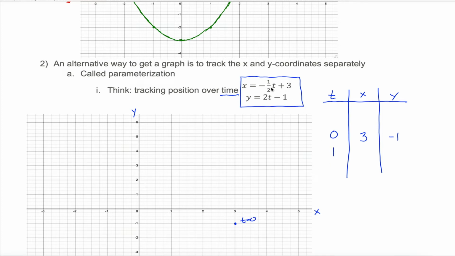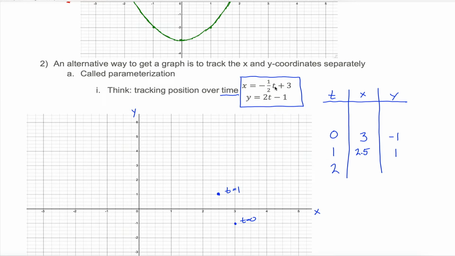If I change all the t's into 1s, I get negative 1/2 times 1 plus 3. In other words, 2.5 for my x-coordinate. And if I plug in 1 over here, 2 times 1 is 2, minus 1 leaves me with 1. What I'm saying is that at time 1, the x-coordinate should be 2.5, and the y-coordinate should be positive 1. Here's where the x-coordinate is 2.5. Here's where the y-coordinate is positive 1. Here's t equals 1.